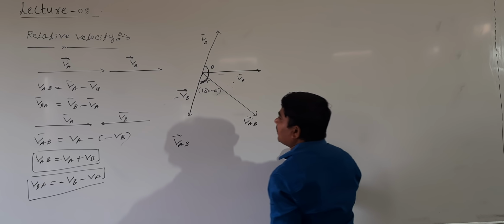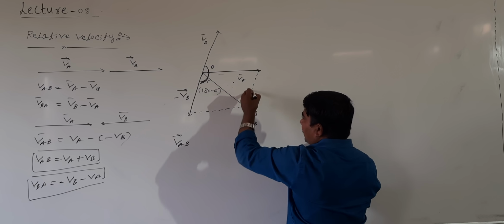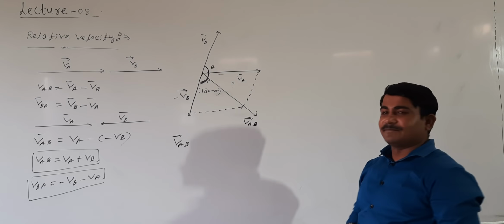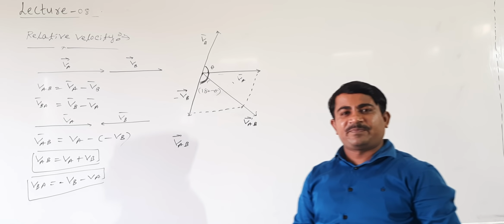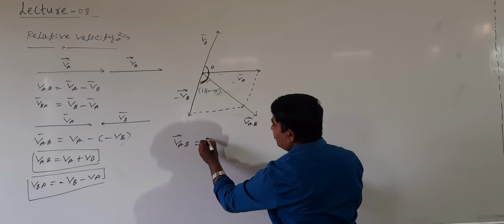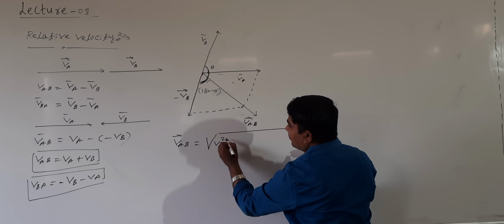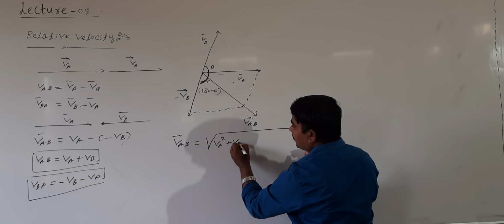Shall I make the parallelogram first? How to make the parallelogram? You can make it like this. Right or wrong? This is the parallelogram. Now students, let us see how to write the relative velocity. Under root of how much?